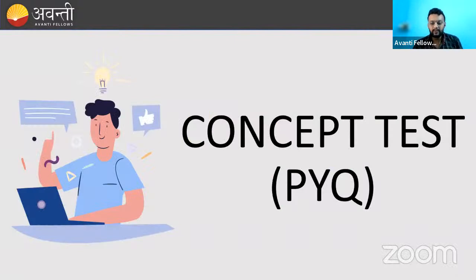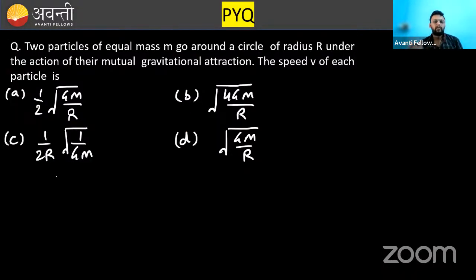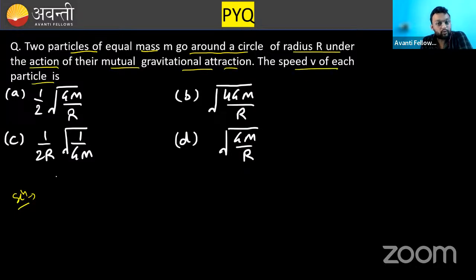So there is a very basic, simple concept test. The question says, two particles of equal mass m go around a circle of radius r under the action of their mutual gravitational attraction. The speed v of each particle. The question looks very simple, but it's not that simple actually. What's happening here? There are two masses, each of the same mass, suppose m and m.